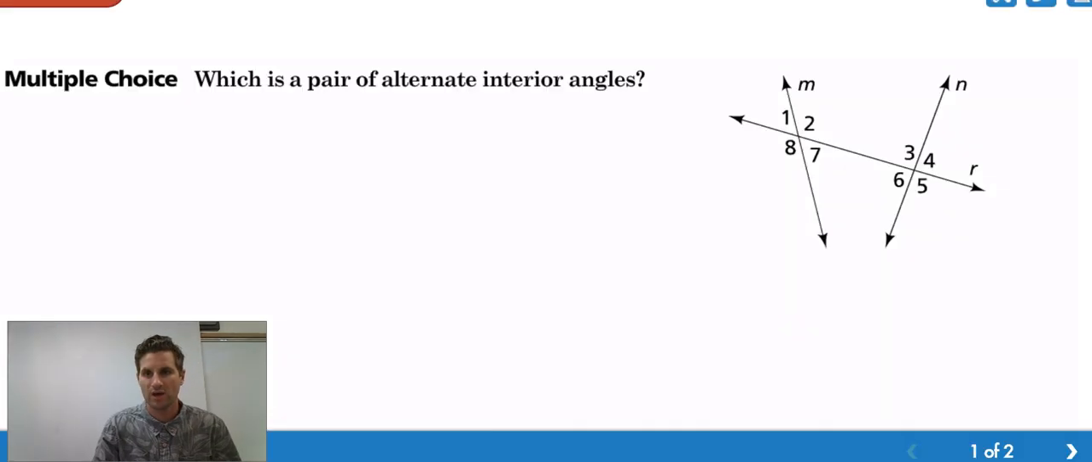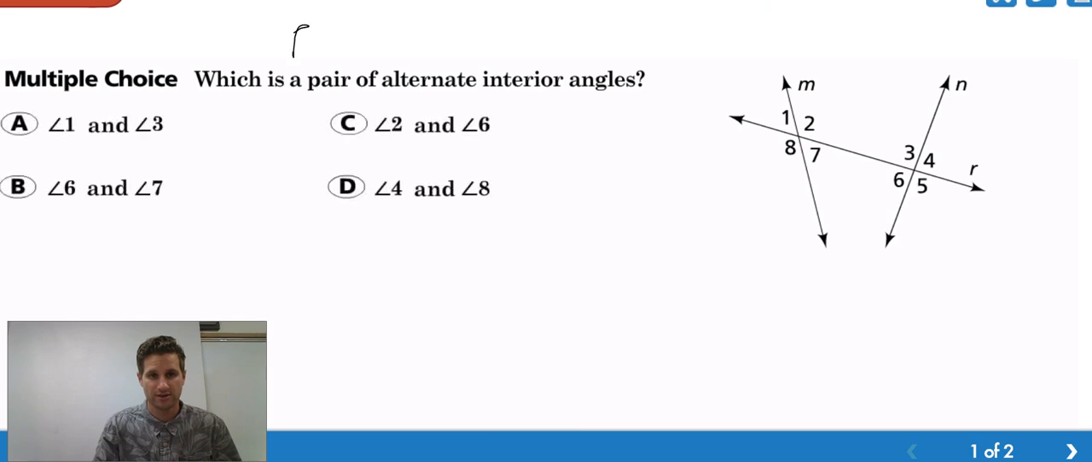All right, we're going to do 2 examples, just real short. This is going to be example 1. I didn't know if you knew how that works, but there it is. That's a horrible looking one. Which is a pair of alternate interior angles? Okay, let's go ahead and look through. 1 and 3. Okay, so we're going to highlight these and then we'll erase them.